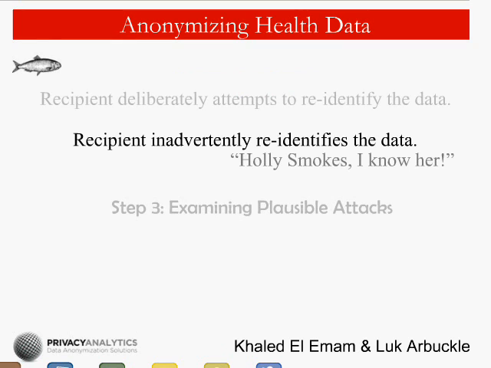Then the other thing to think about is whether the recipient is going to potentially inadvertently re-identify the data. When you give data to a statistician or a data analyst, they may recognize someone they know. This is called an inadvertent re-identification, and it's possible to quantify this as well. This is all described in the book, how to do that. It's possible to quantify the probability of an analyst recognizing someone they know in the data set, under reasonable assumptions.